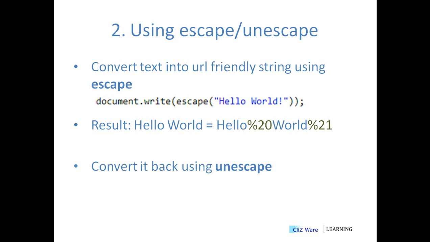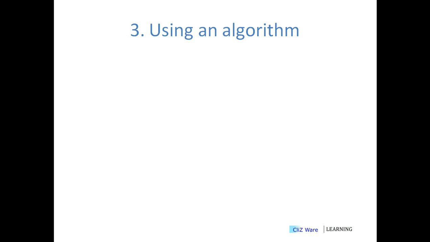And if you'd like to convert it back, you use the same function, unescape, and you type hello world in that format, and you would return to the actual string. Probably not the best way to protect a page in comparison to the method we looked at before. But now let's look at the third method, and this is basically by using an algorithm.